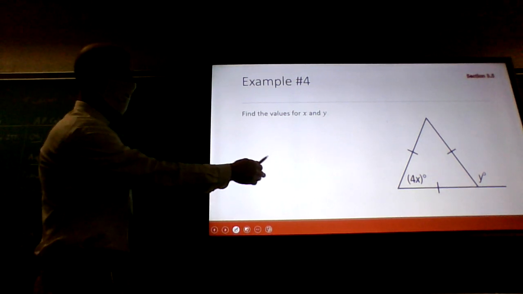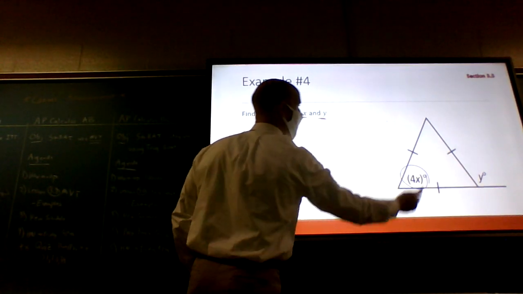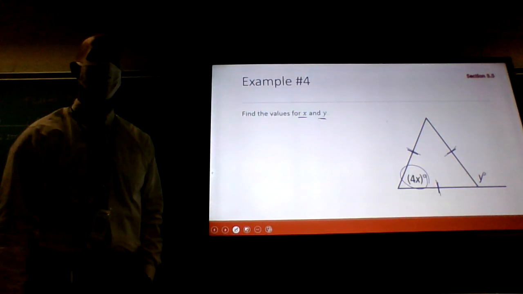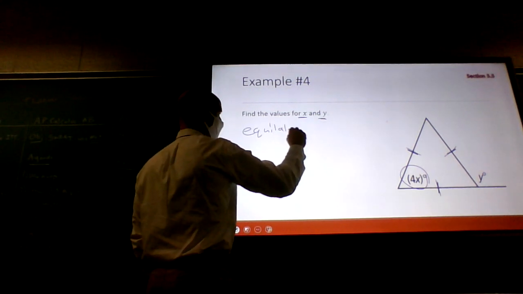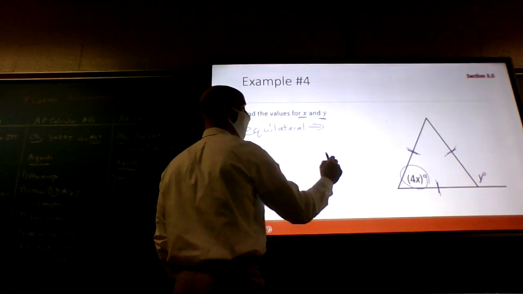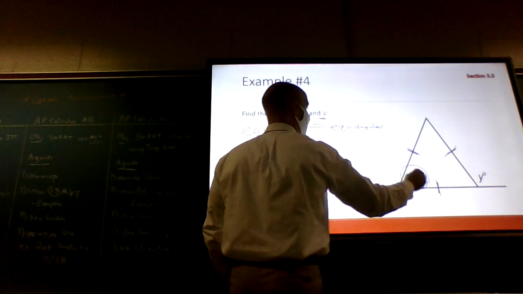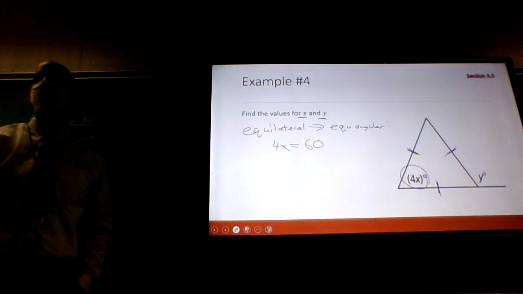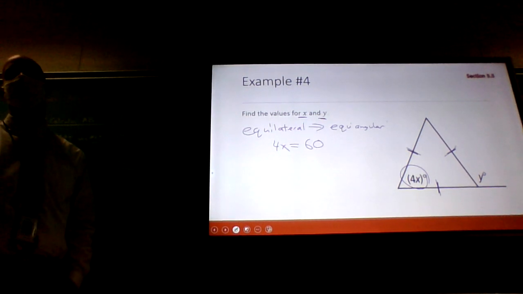So if I want to find 4x, that's what we're trying to do. We're trying to find the value of x and the value of y. So here's 4x. Now clearly, what kind of triangle is this? Well, it's equilateral, right? If it's equilateral, all the sides are the same. Well, what does that imply? Equiangular. So what does 4x have to equal? It has to equal 60. That's what we just established. 4x has to equal 60. It doesn't kind of have to equal 60. It absolutely has to be 60.